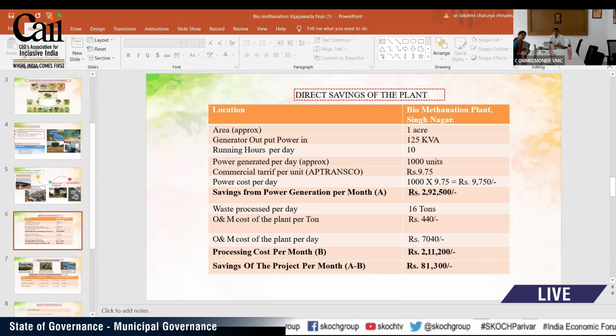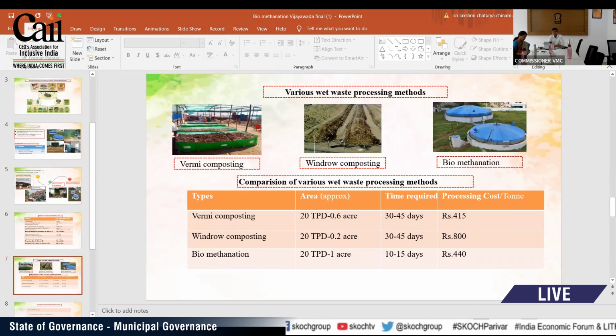So roughly, one comparison between various types of wet waste processing and why we have gone particularly for the biomethanization plant. As you can clearly see, the time required for the biomethanization process is just 10 to 15 days. When it comes to vermicomposting, the time required for the wet waste to be converted into the manure is 30 to 45 days. When it comes to windrow composting, it is still the same. While the processing cost in windrow composting is more, vermicompost is more or less similar to biomethanization.